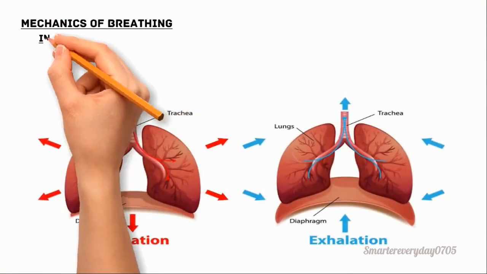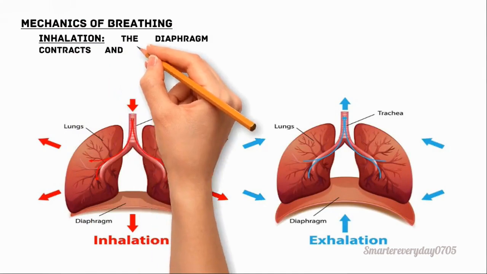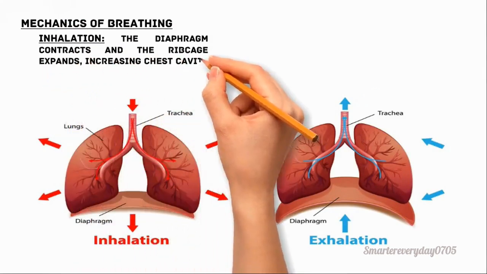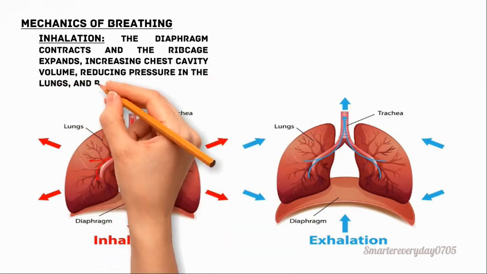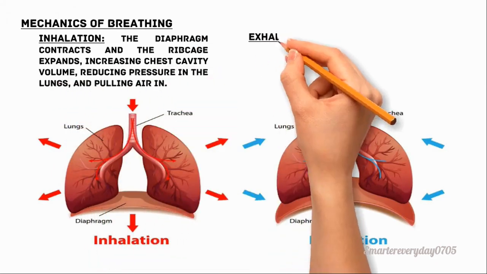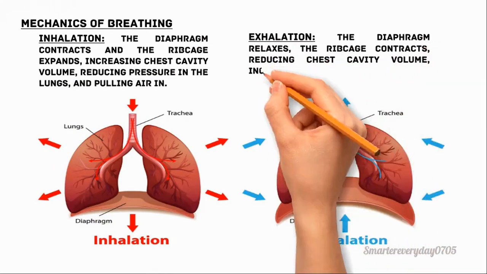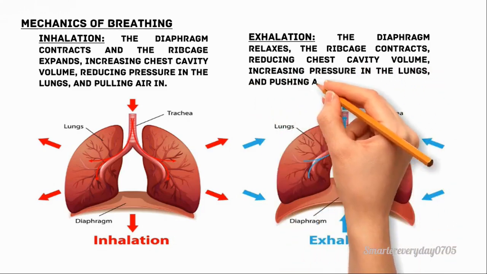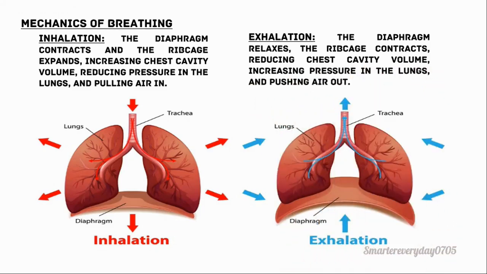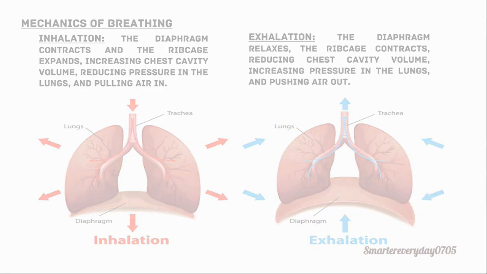Mechanics of breathing. Inhalation. The diaphragm contracts and the rib cage expands, increasing chest cavity volume, reducing pressure in the lungs, and pulling air in. Exhalation. The diaphragm relaxes, the rib cage contracts, reducing chest cavity volume, increasing pressure in the lungs, and pushing air out.